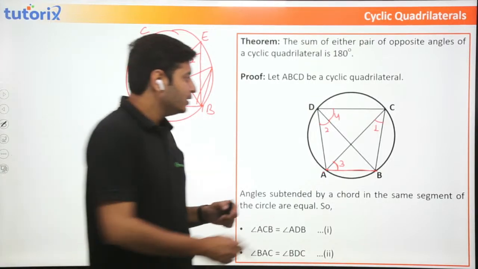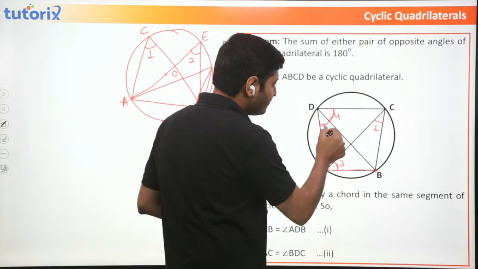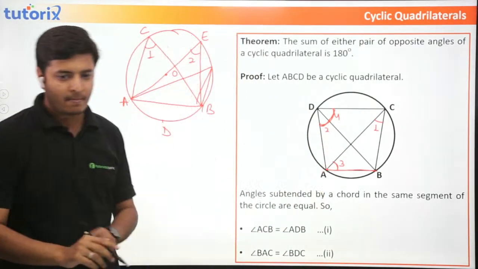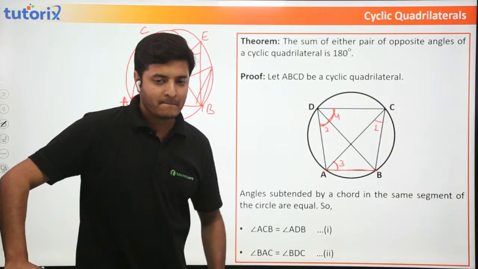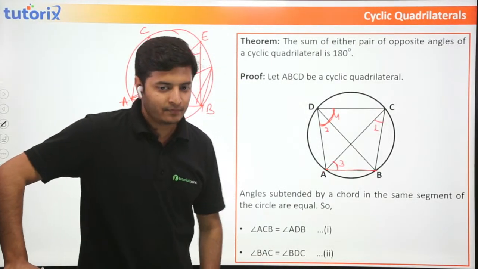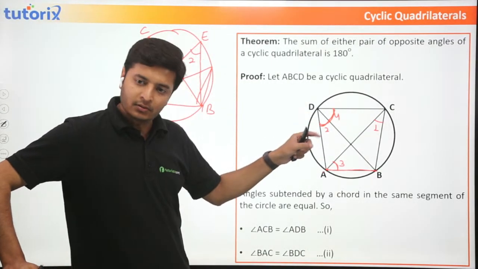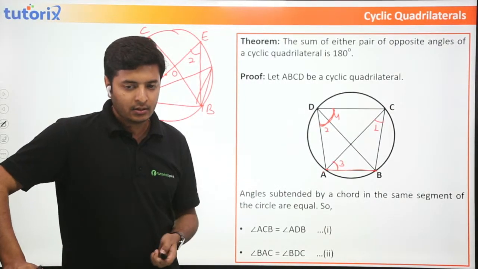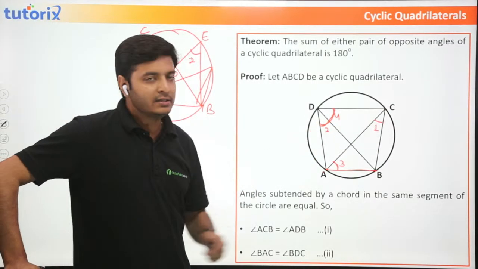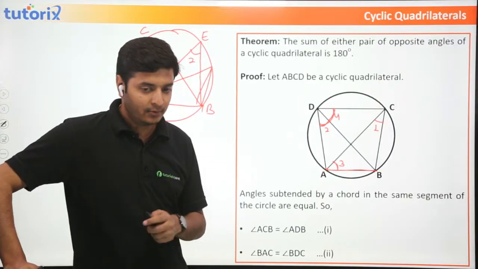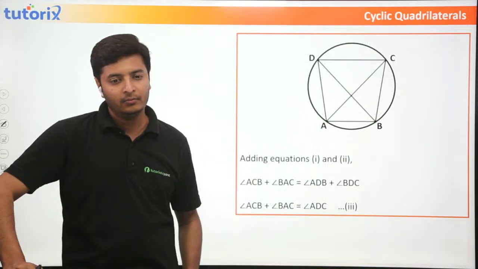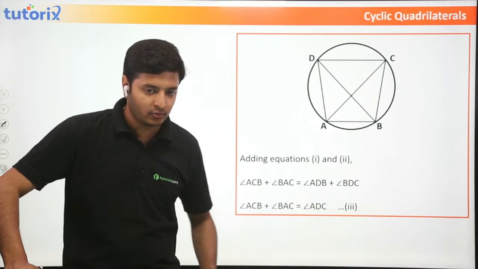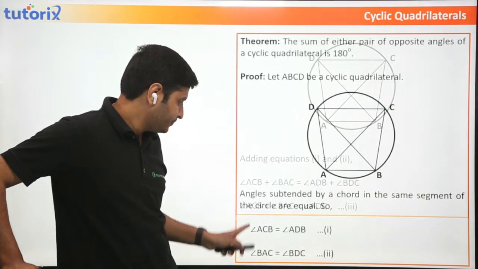Now, look at this. 2 plus 4 is gonna give me what? The whole angle ADC. Yes, angle D or angle ADC. Correct? So 2 plus 4 is angle ADC. Now, adding equation 1 and 2. We are gonna add this equation and this one.